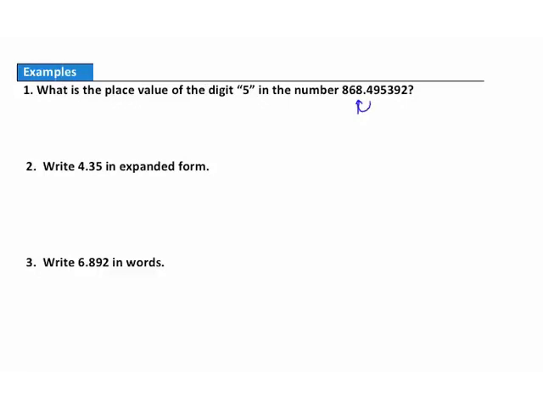So from the ones now, the 4 then is in the tenths place. Jumping another place value, the 9 is in the hundredths place. And finally the 5 then is in the thousandths place. So the 5 is in the thousandths place of that number.